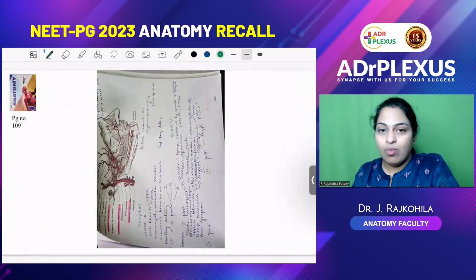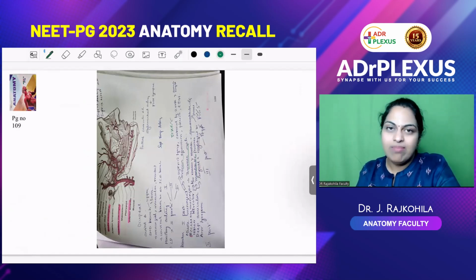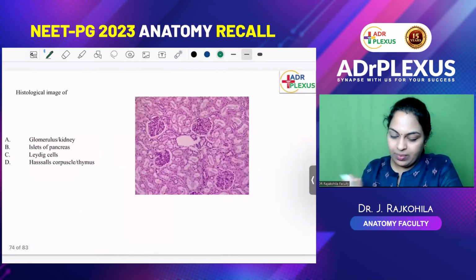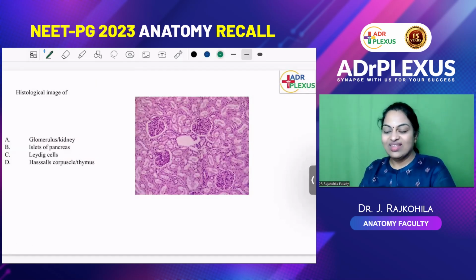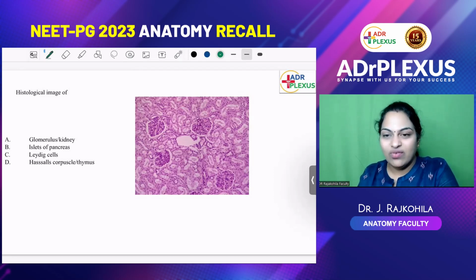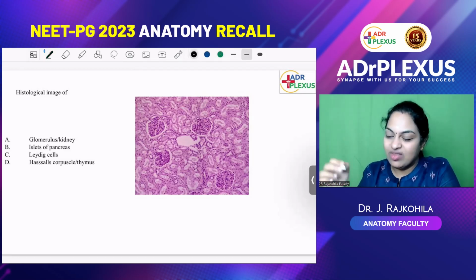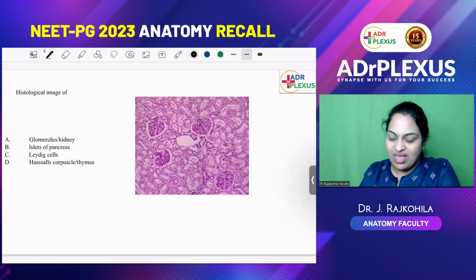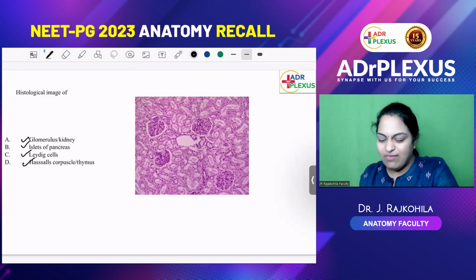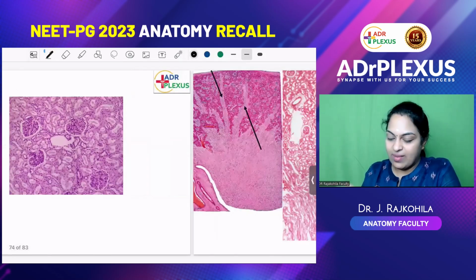So while discussing the middle meningeal artery, extradural hemorrhage, we have discussed the biconvex hematoma. Now the histological image. Yes, there was a lot of confusion over it, but this also was asked in previous years. So what could this be and what were the options? Glomerulus of kidney, islets of pancreas, Leydig cells or Hassall's corpuscles of the thymus. We'll see a few images and then get back to this.